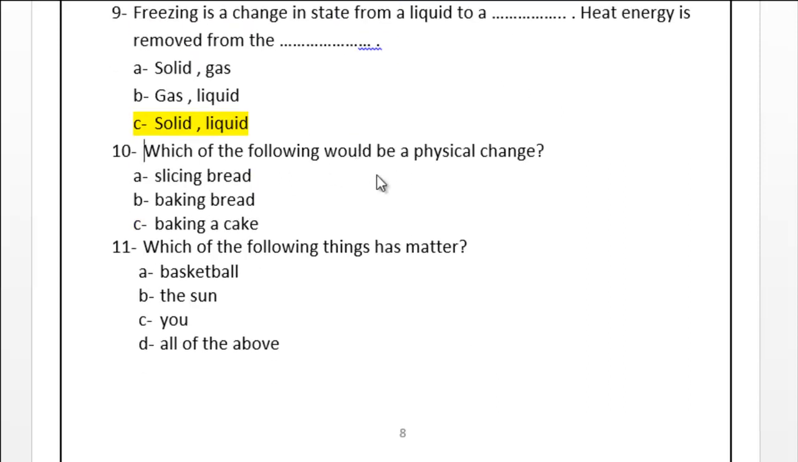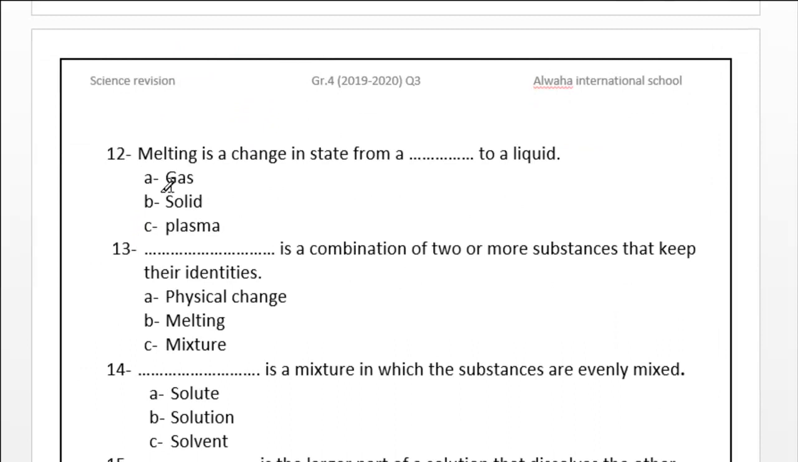Which of the following would be a physical change? Slicing bread, baking bread, or baking cake? Slicing bread. Slicing means cutting. Which of the following things has matter? Basketball, sun, you, all of the above. All of the above is the answer. Okay, number 12. Melting is a change in state from solid to liquid. That's right, from solid to liquid.